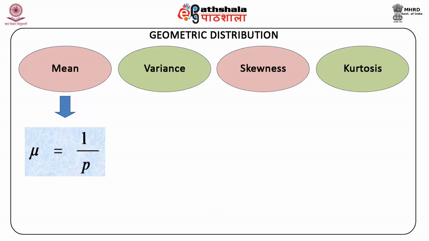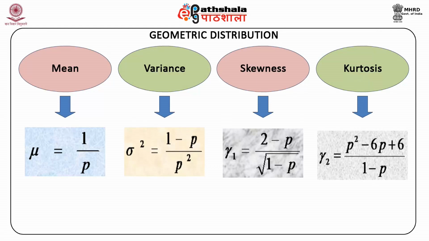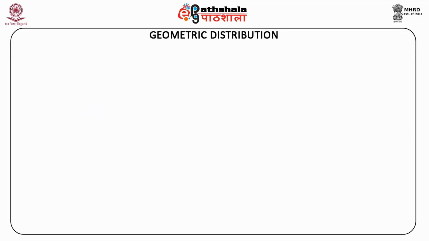The mean and variance, skewness and kurtosis of the distribution are given as follows. Mu is equal to 1 by p, sigma square is equal to (1 minus p) upon p square. Gamma 1 is equal to (2 minus p) under root (1 minus p). Gamma 2 is equal to (p square minus 6p plus 6) upon (1 minus p).